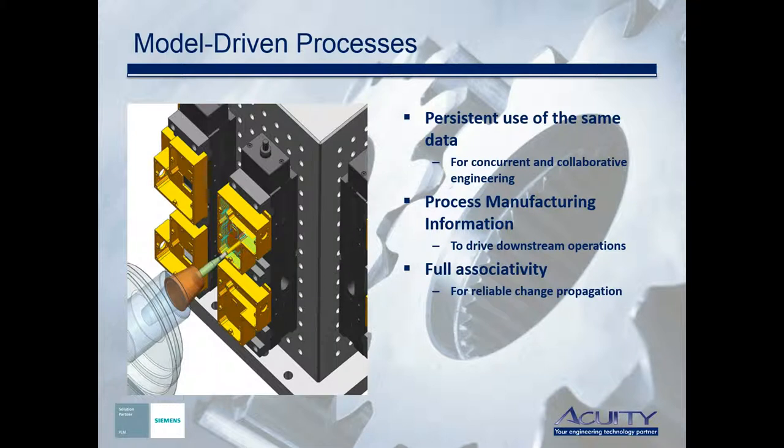In NX, we call this the master model. Master model enables users to have a single model that is used for all downstream processes, from drafting, tool design, and assemblies to MC and CMM programming and more. Product manufacturing information, or PMI, drives the automation of programming, inspection, and documentation. Your workflows are done in parallel and concurrently, thus reducing manufacturing engineering time.